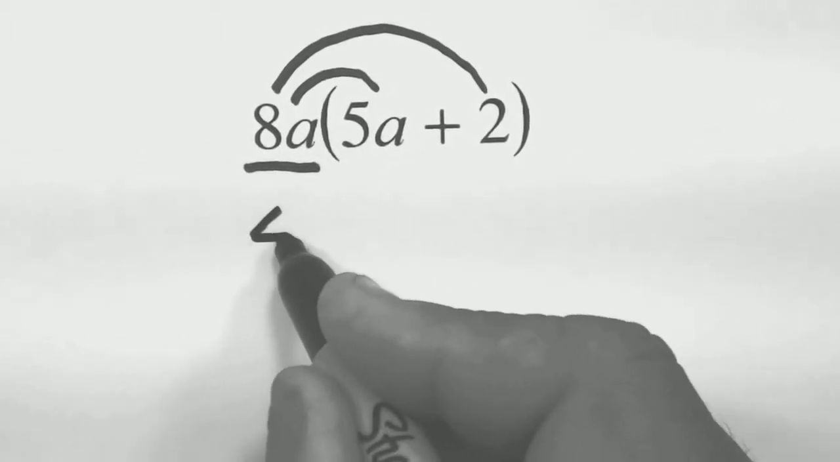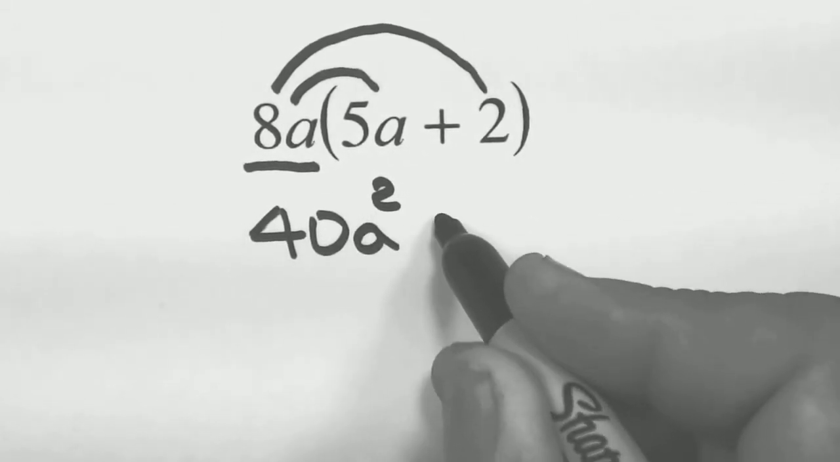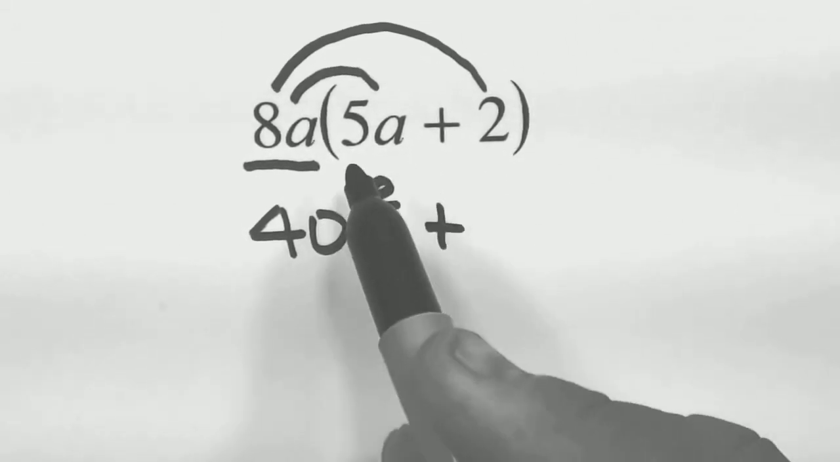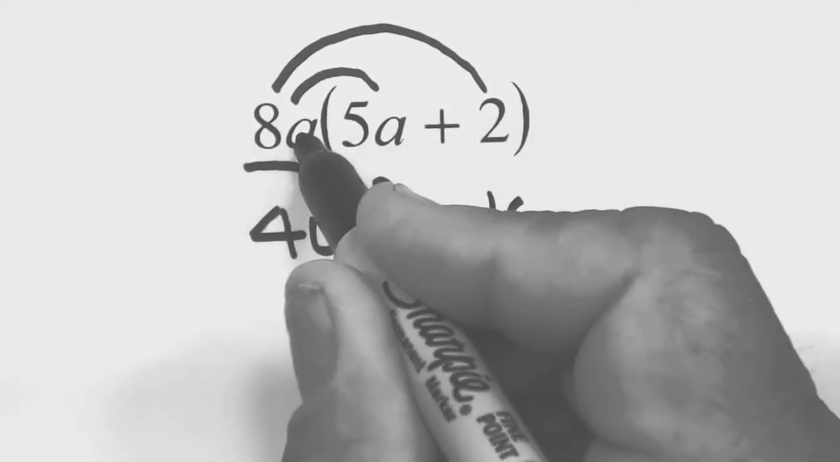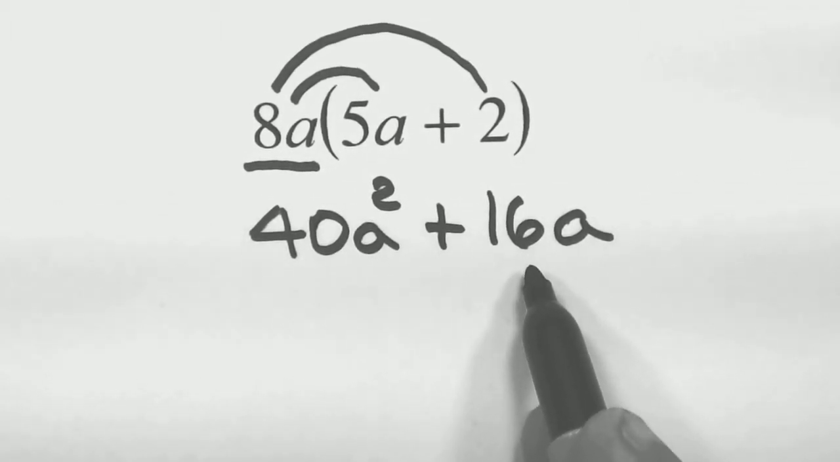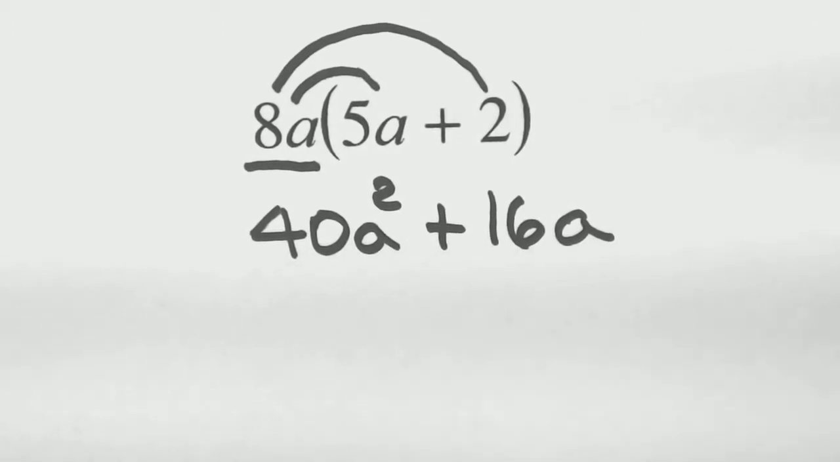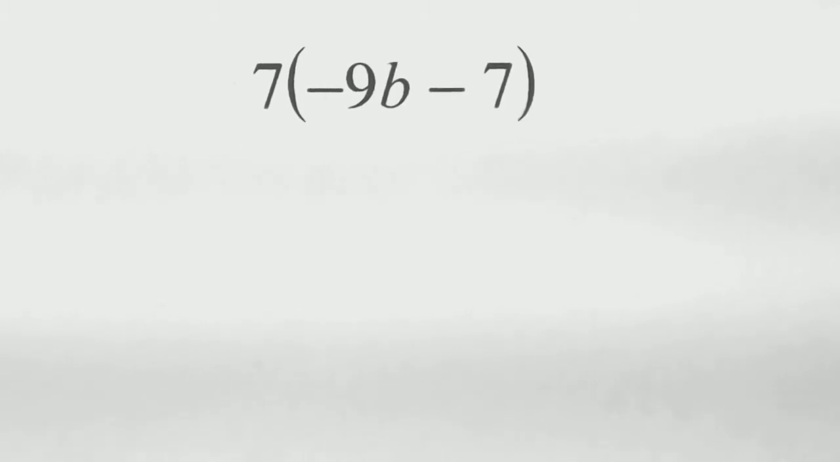Now when you do this, multiply the numbers together and then multiply the letters. 8 times 5 is 40. A times a is a squared. Then we have a plus sign, and the next guy, 8 times 2 is 16. But don't forget there was also a single a here. So there we go. 40a squared plus 16a is as far as we can go, but we have again made some progress.